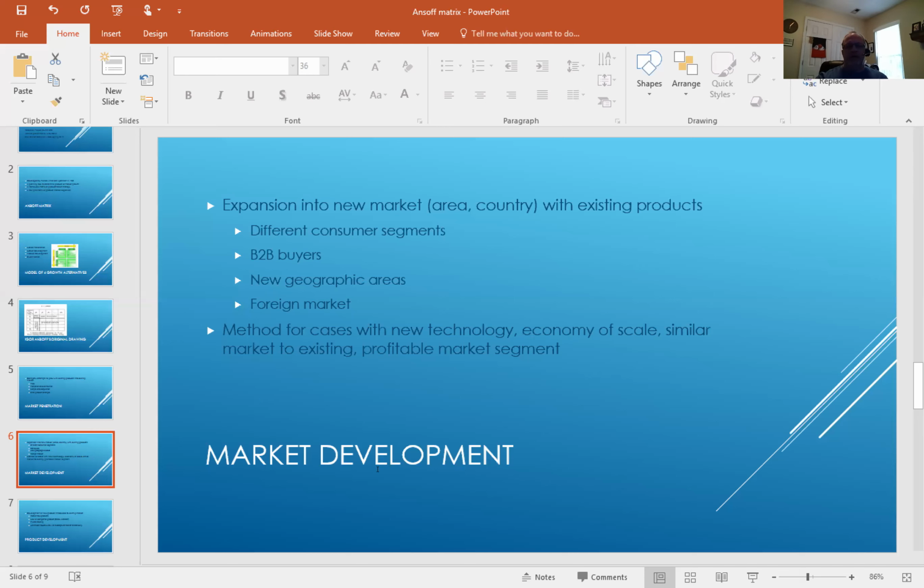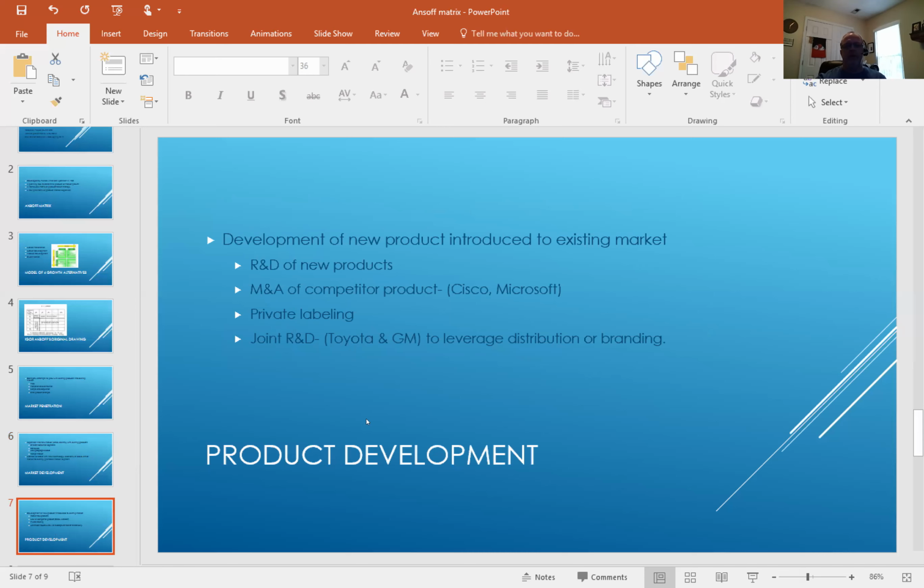So this segment of development can also be done for cases where there's new technology. You have an economy of scale where you can enter into another area or another country, and you're expanding into a similar market to the ones that you're currently producing in and ones that are profitable.